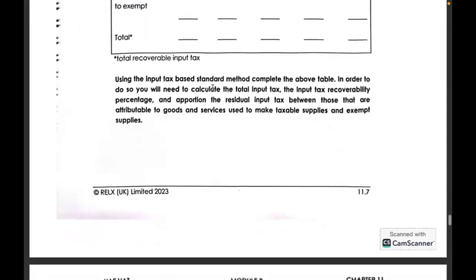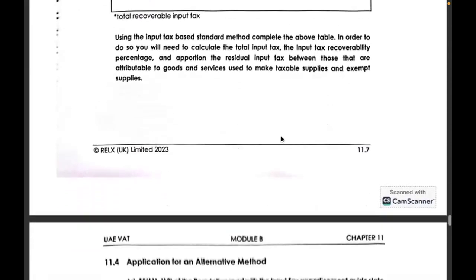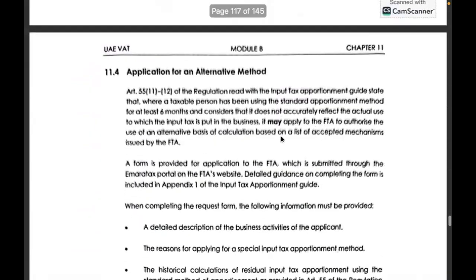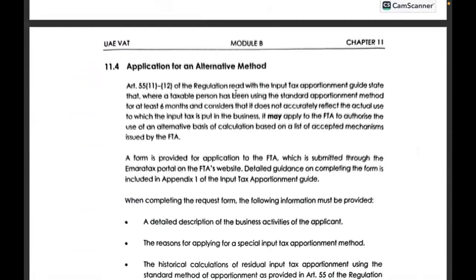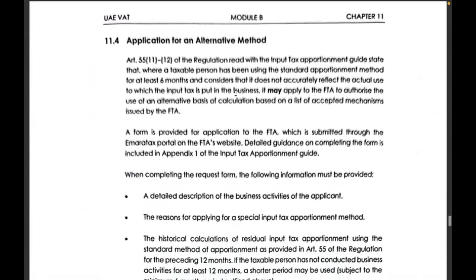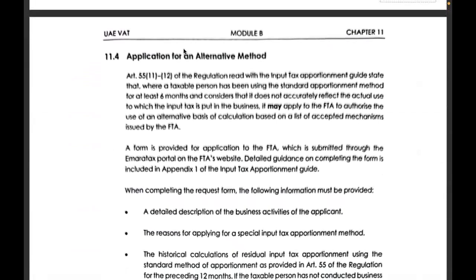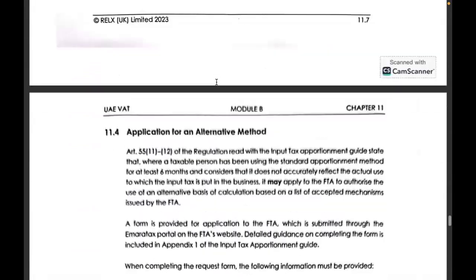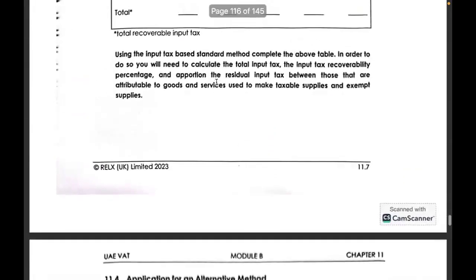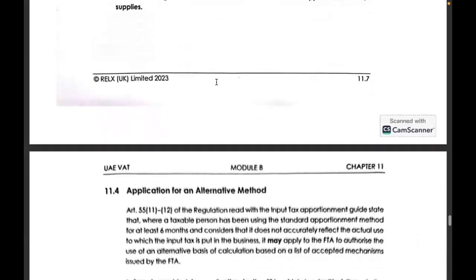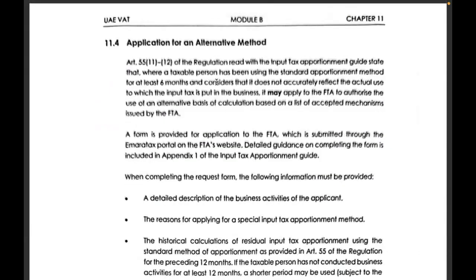So using the input tax based standard method, complete the above table that has been asked. So let us go to the alternative methods as well that have been provided. The one that we saw up there is called the standard method, the standard input tax recovery method. Okay. But there can be alternative methods as well.